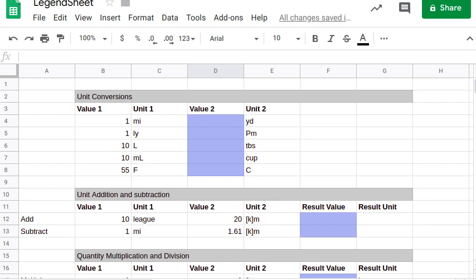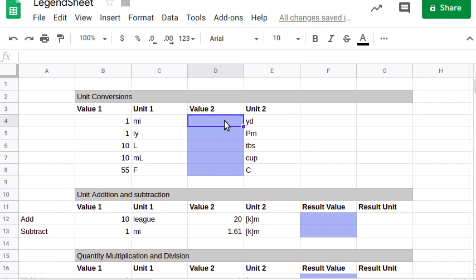So today we're going to go over how to do unit conversions, dimensional analysis, and some of the operations that require you to use units. So you don't crash your Mars climate orbiter or whatever you're trying to build. So let's just get started here.